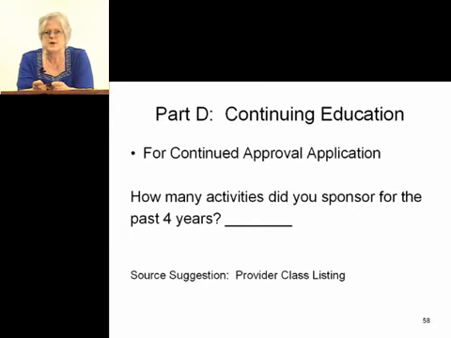Now let's go to Part D, Continuing Education. And this particular one is for continued providers, so initial and reinstatement providers would not have this particular question. But we ask you, how many activities did you sponsor for the past 4 years? And a source that you can use is the provider class listing. We'll go over this in session 3. This also is an excellent tool for you to be able to tell your administrator not only how many classes, but how many nurses were involved, how many RNs, how many LPNs, and that kind of thing. It's a very important tool.